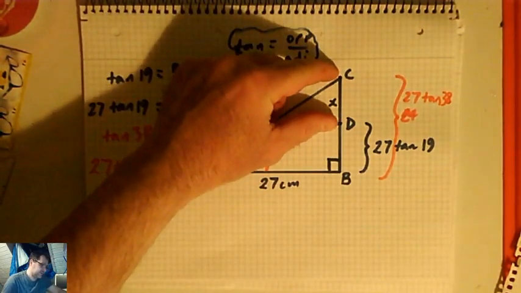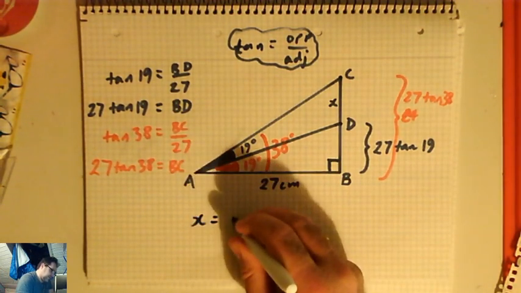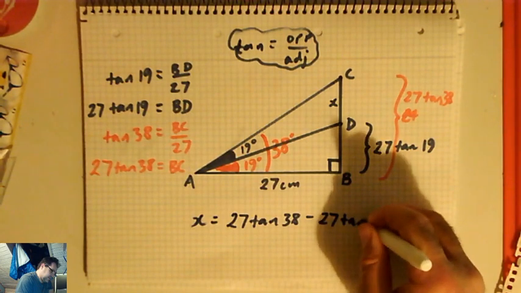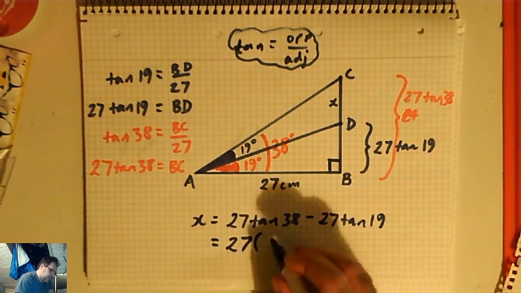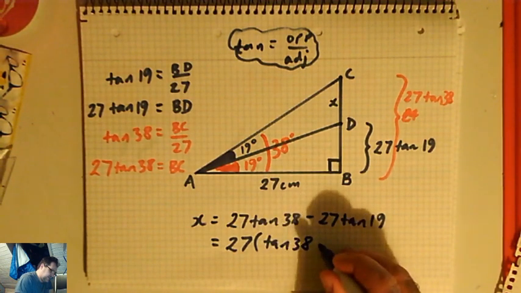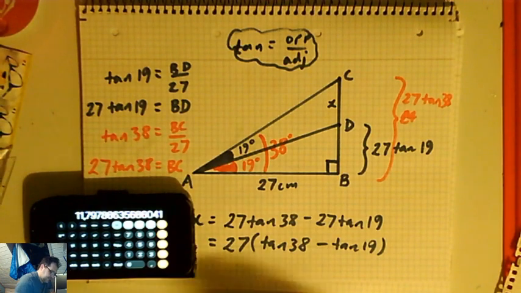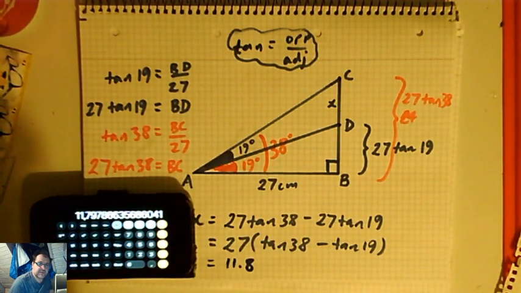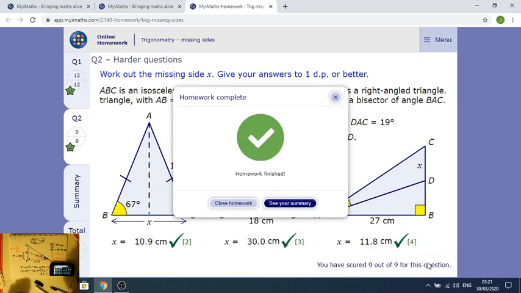So anyway, the side X is just the 27 tan 38 minus the 27 tan 19. So X equals 27 tan 38 minus 27 tan 19. Little not strictly necessary algebra step: I can factor a 27 out of that and say that's the same as 27 times tan 38 minus tan 19. That might just make it a bit easier on the calculation. So that whole thing comes to around 11.8 to one decimal place. So let's get on to the iMaths and just put that in. So 11.8, let's mark it. And that's satisfying, isn't it?